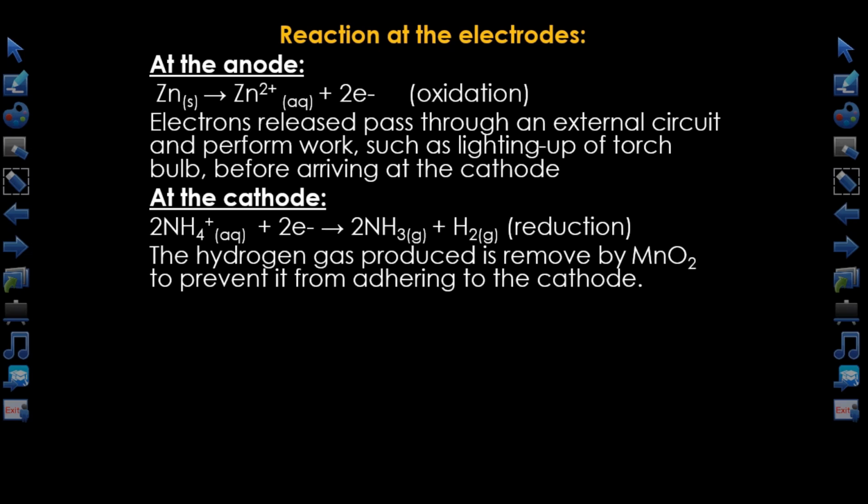The hydrogen gas thus produced can be removed by the presence of the manganese(IV) oxide, thus preventing it from adhering to the cathode. Otherwise, if it adheres to the cathode, after some time it reduces the current that is being supplied by the battery. The EMF of the Electrochemical cell, like we said before, is 1.5 volts.